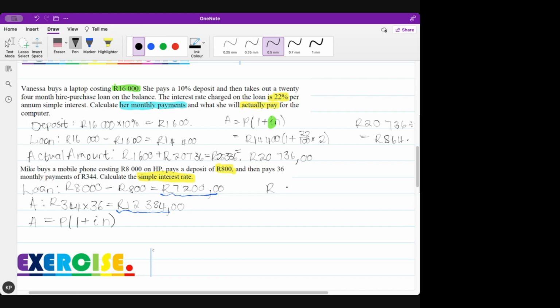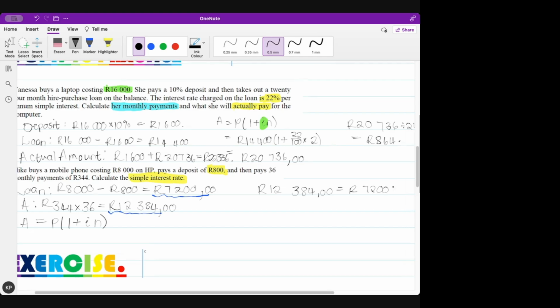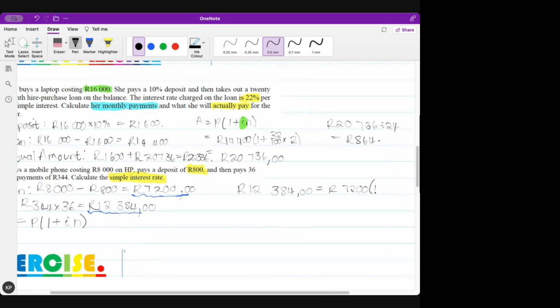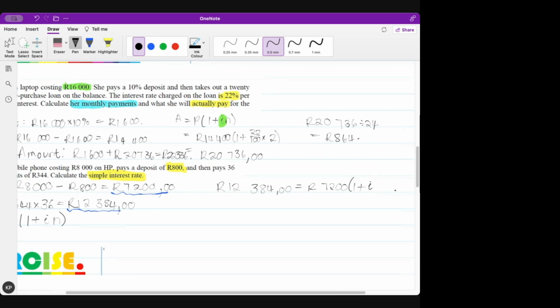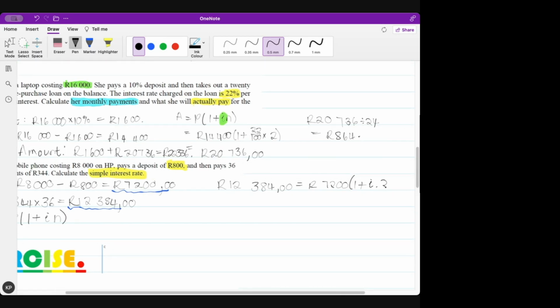Okay, so then my accumulated amount, 12,384, is equal to 7,200 times 1 plus the interest rate, which we don't know, times 3 years. Great. Firstly, we're going to divide both sides by 7,200. Guys, algebra follows us everywhere. What happens if we divide both sides by 7,200?